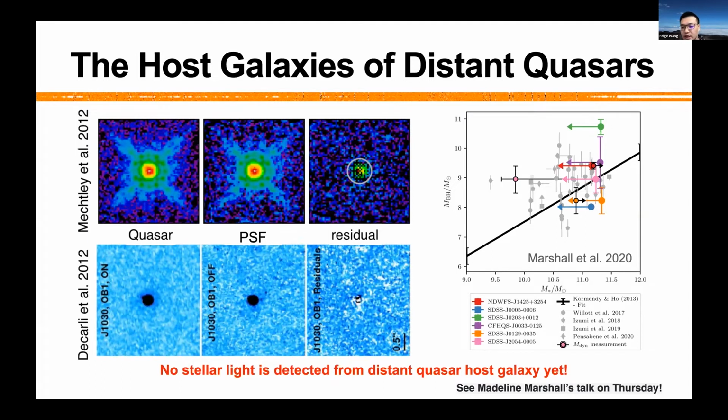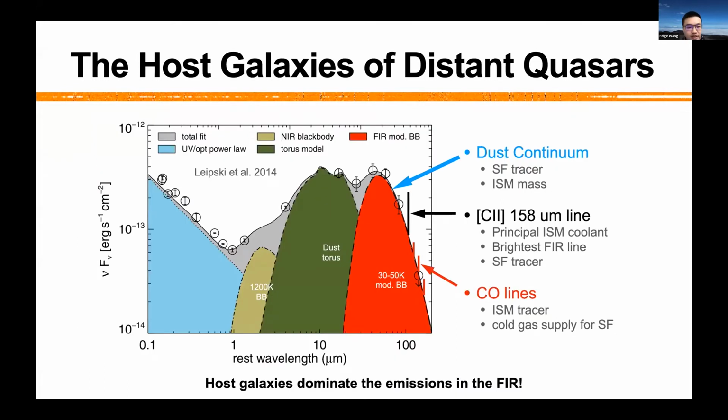There will be a talk on Thursday focusing on this, so I will not talk about it in detail here. But if we look at the SED, the spectral energy distribution of quasars, as shown here, in the rest-frame UV the light is dominated by the accretion disk. But in the far infrared, it's different. There are strong emissions from the dust in the quasar host galaxies, which means we can detect the host galaxy in the rest-frame far infrared.